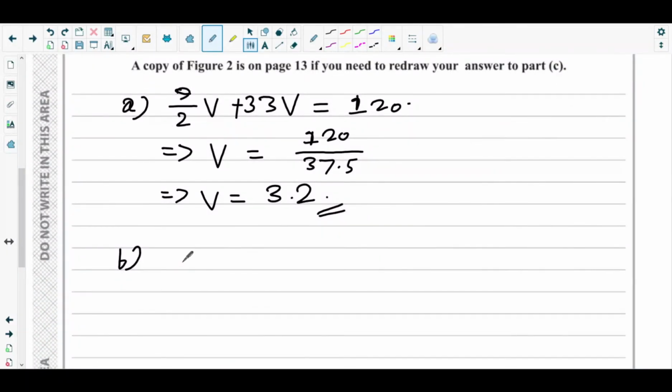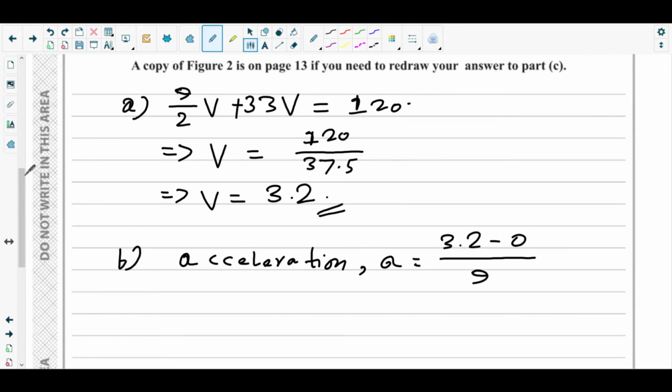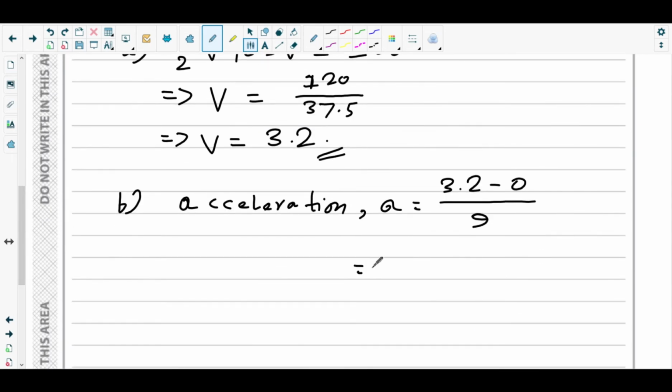So acceleration a would be v minus u over time. V is 3.2 minus 0, over time, which is 9. So we will get the acceleration 3.2 over 9, that would give you 16 over 45 meter per second squared.